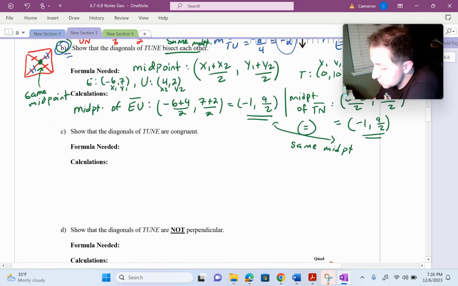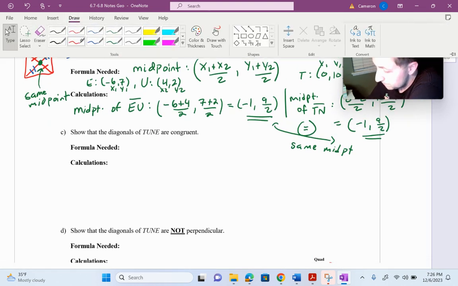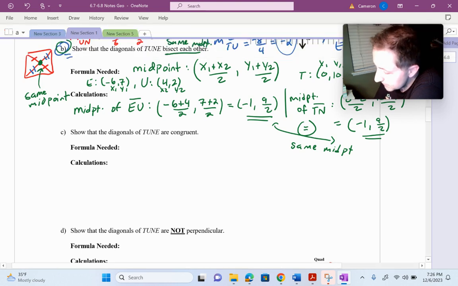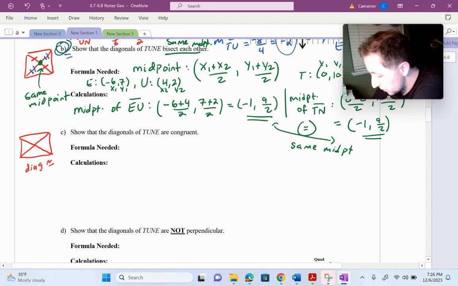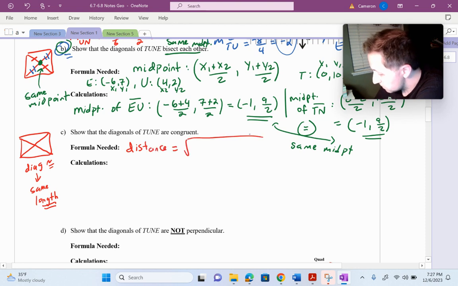Show that the diagonals are congruent. Okay, if the diagonals are congruent, that means they have the same length. Diagonals congruent means same length. And which formula has to do with length? The distance formula: the square root of x2 minus x1 squared plus y2 minus y1 squared.